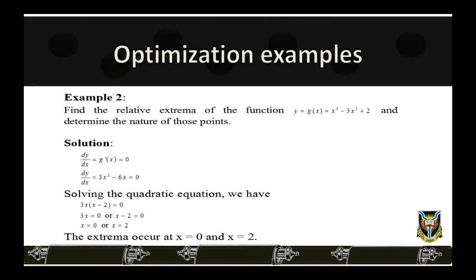Solution. dy/dx = g'(x) = 0. dy/dx = 6x² - 6x = 0. Solving the quadratic equation, we have 3x(x - 2) = 0. 3x = 0 or x - 2 = 0, so x = 0 or x = 2. The extrema occur at the points x = 0 and x = 2.